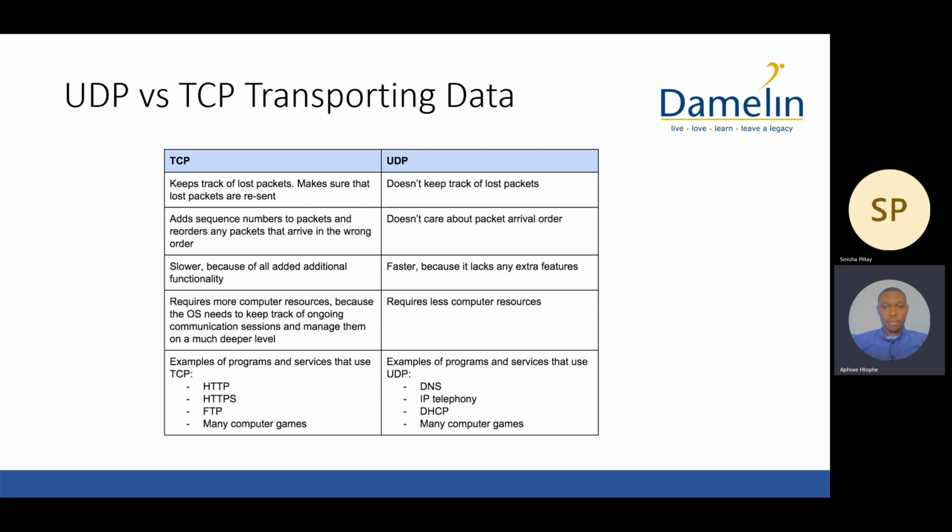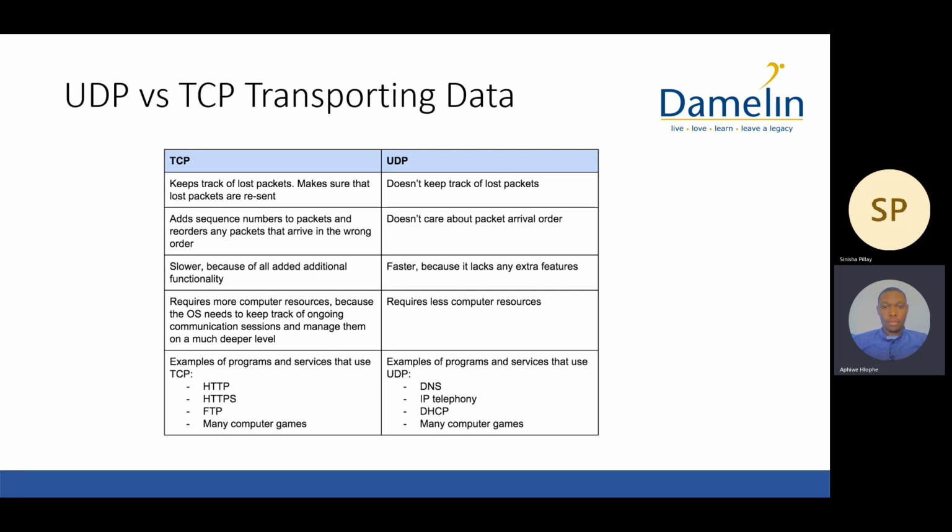TCP is slower because of all the additional functionality. UDP is faster because it lacks extra features. Okay, UDP is very straightforward. I am the source. What is the destination? Send the data and just hope that the particular destination is listening at the port that we are sending to. Okay, so that is a very unreliable way of sending data. However, it's very fast in the sense that it doesn't have to do all that additional chopping up data into packets, assigning headers, and so forth that you see in TCP.